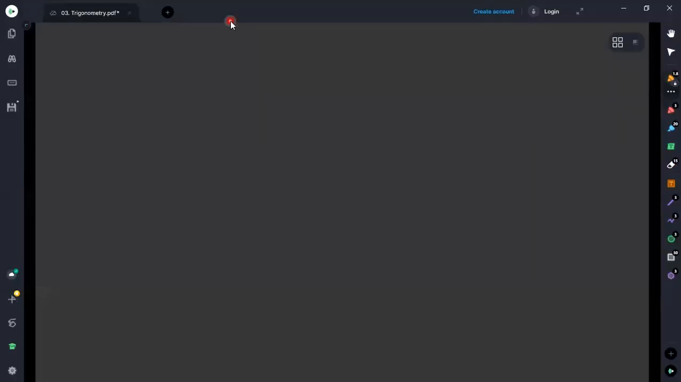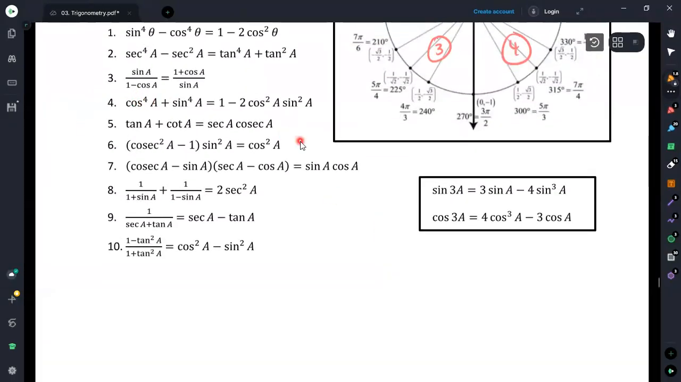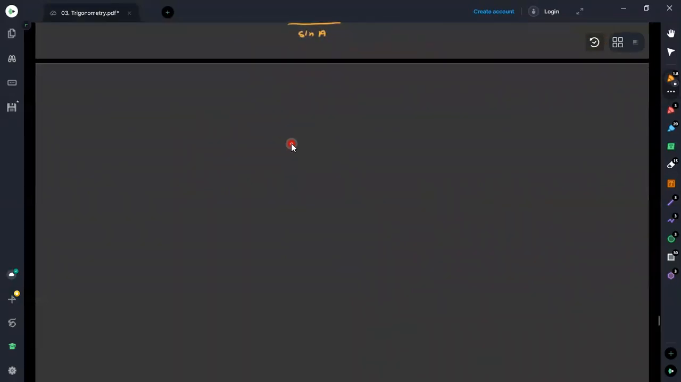Okay, now we will move to proving the fourth identity mentioned here. The fourth one is cosine A to the power 4 plus sine A to the power 4 equals 1 minus 2 times cosine squared A times sine squared A. This is what we need to prove.